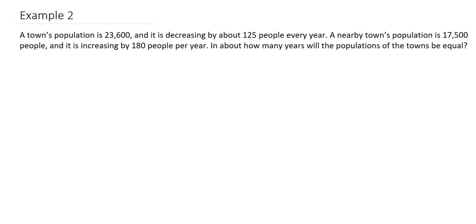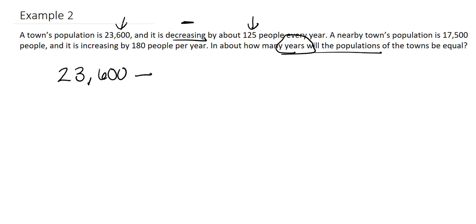If we look at the first town, we have 23,600 and it's decreasing. So that means we're going to be subtracting 125 people every year. And what are we asking again? In about how many years will the populations be equal? So we're starting out with a population of 23,600. We're decreasing, so that means subtracting 125 people every year. Year is going to be our variable, y. So we're looking at what y has to be in order for these to be equal.